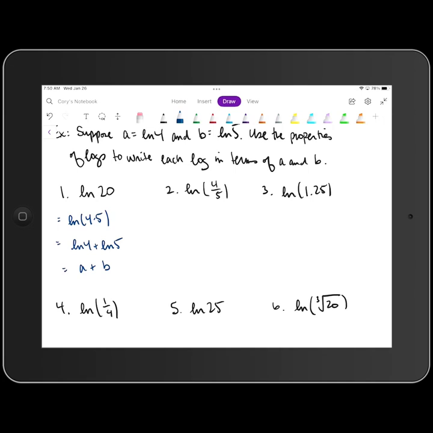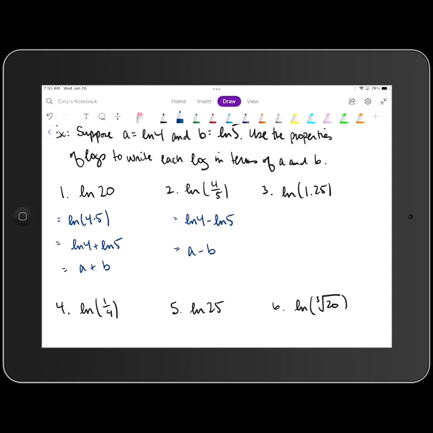Okay, for number 2, the natural log of 4 over 5, because we're taking the natural log of a quotient, I can take the natural log of the numerator and subtract the natural log of the denominator. So that becomes the natural log of 4 minus the natural log of 5. The natural log of 4 is a, minus the natural log of 5 is b.